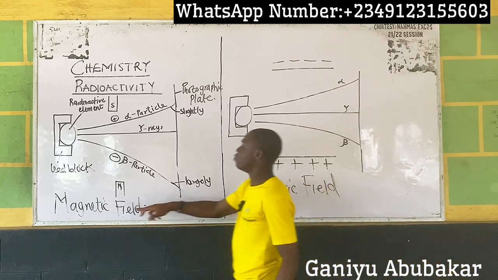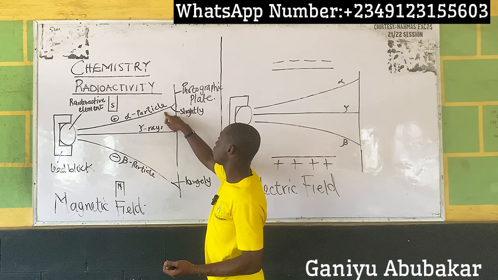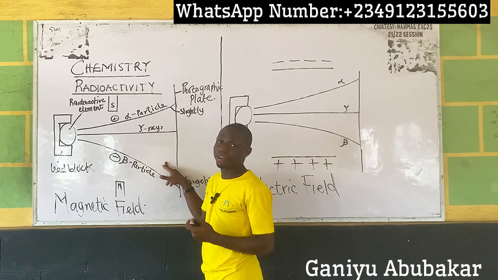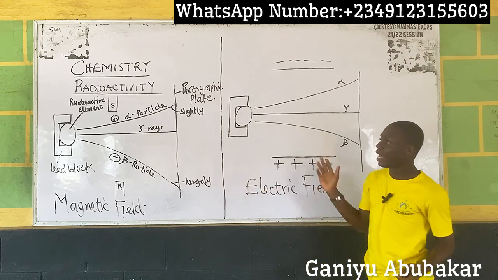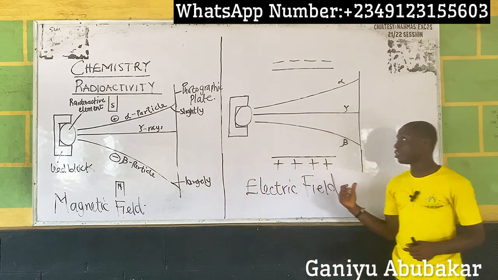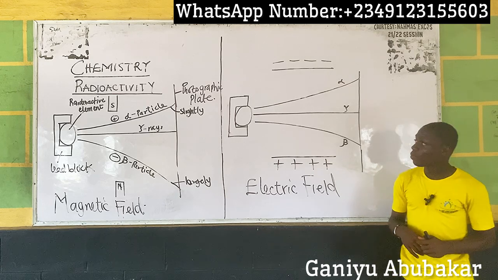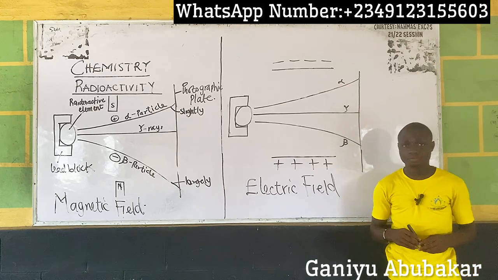When it comes to magnetic field, the deflection of alpha is slight, right, and the beta is what? Largely deflected. So observe the difference between the two diagrams, one for magnetic field and one for electric field. All right, let's proceed to other concepts.